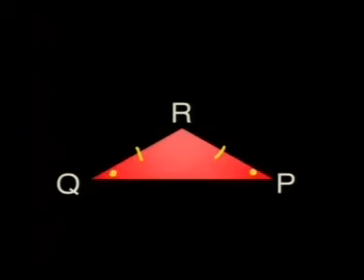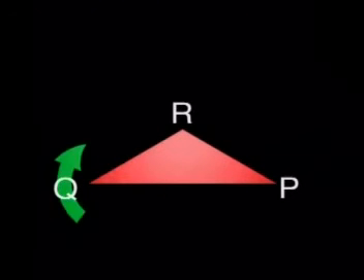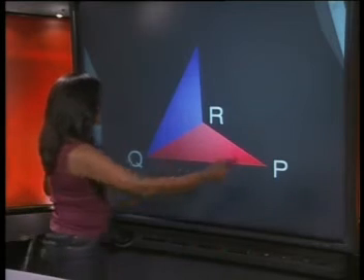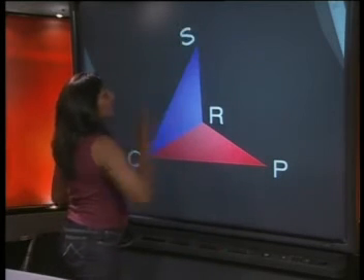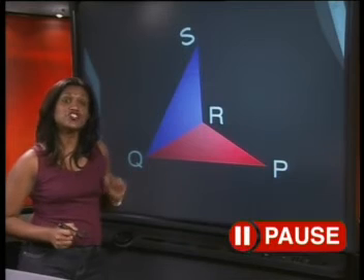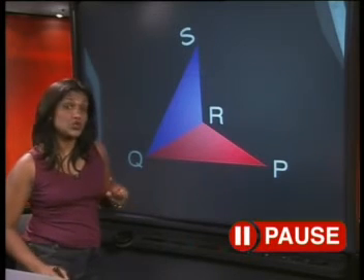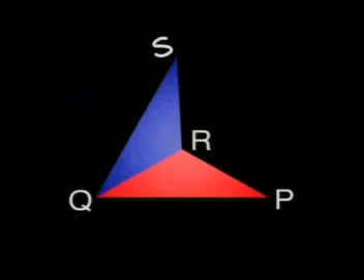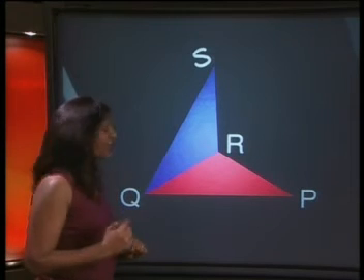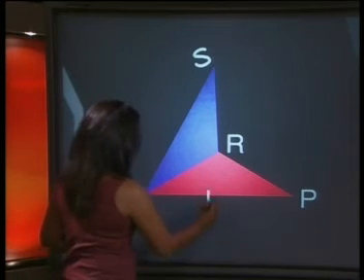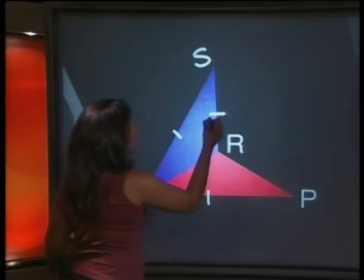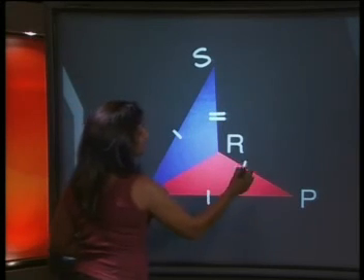Let's reflect this triangle along the line RQ. Let's reflect it using the line QR as the line of symmetry. Let's label the shape PQSR. Now, let's check that it fits our definition. Do we have two pairs of adjacent equal sides? Yes, we do. Here they are. PQ is equal in length to QS. RS is equal in length to RP.